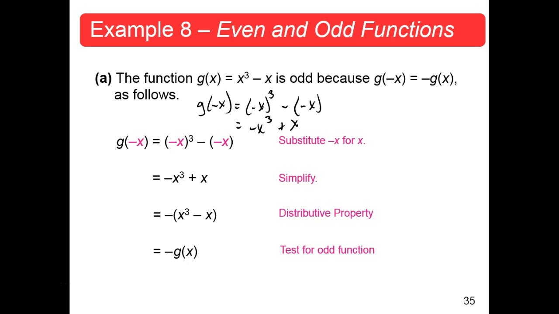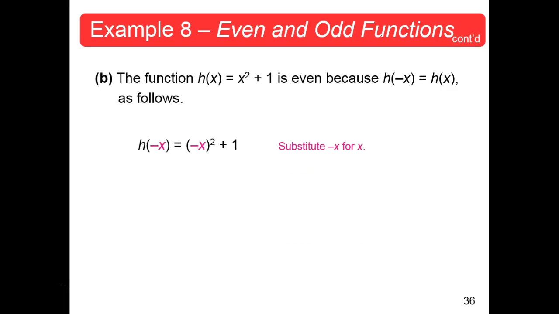Now, this next statement works for polynomials. I don't want to say polynomials only, but it does work for polynomials. What do you notice about the exponent here? 3. How about the exponent here? 1. What do you notice about 1 and 3? They're both odd numbers. Isn't that a coincidence? Okay. So, if you have a polynomial function and all of your exponents are odd, you know it's an odd function.